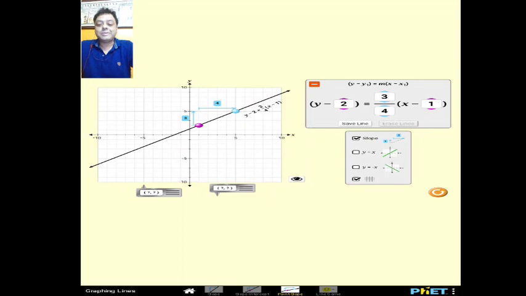This is a little more complicated expression. That is, instead of y equals mx plus c, we have y minus y1 equals m into x minus x1. The m is still the slope. But in this case, the interesting part is y minus y1. There is a y1 point.